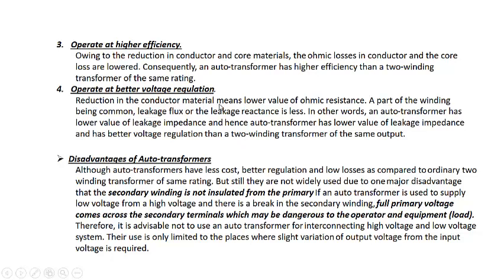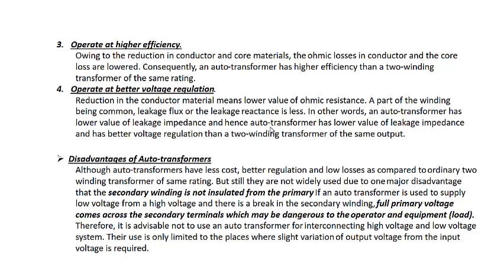Again, reduction in the conductor material means lower value of the ohmic resistance, because as the length of the conductor is reduced, the resistance of the conductor will also reduce. A part of the winding becomes common. That means leakage flux or the leakage reactance is less. When leakage flux is reduced, automatically leakage reactance will also be reduced. In other words, the autotransformer has a lower value of the leakage impedance and a smaller voltage drop across this leakage impedance, which results in better voltage regulation than the two-winding transformer of the same output.